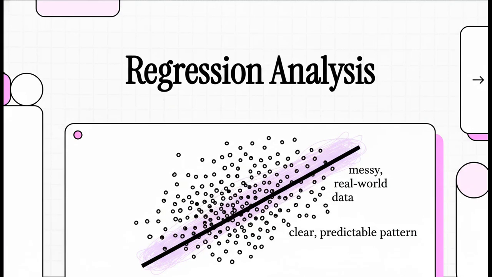Have you ever looked at a whole bunch of messy, scattered data and wondered how on earth we could use it to predict the future? Well, that's exactly what regression analysis is all about. It's kind of like a mathematical art form for finding a clear, predictable pattern that's hiding inside all the chaos of the real world. So let's dive in and see how it's done.